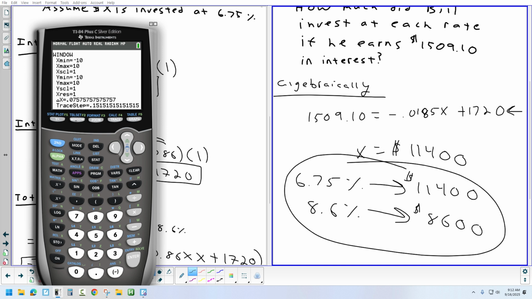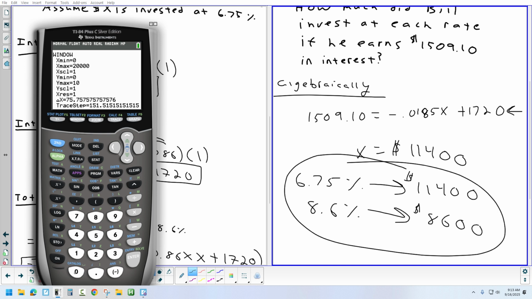Can you invest a negative amount of money? No, that doesn't make sense. How about a maximum amount of money? What would the maximum amount of money be in this problem? Yeah, 20,000. He doesn't have more than 20,000. Okay, the Y min, that's the interest that you earn. Well, this type of investment, you can't lose money. It's not like the stock market where you could go negative. So 0 would be the smallest amount of interest you could earn.